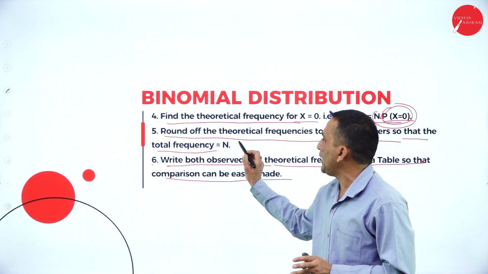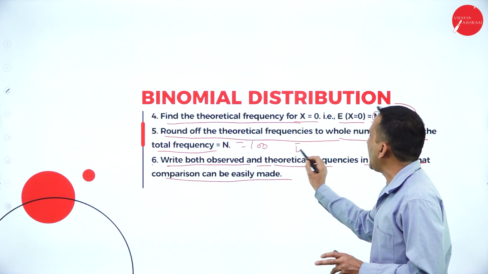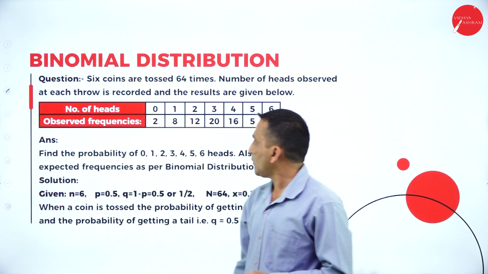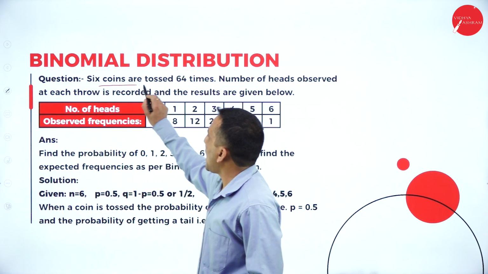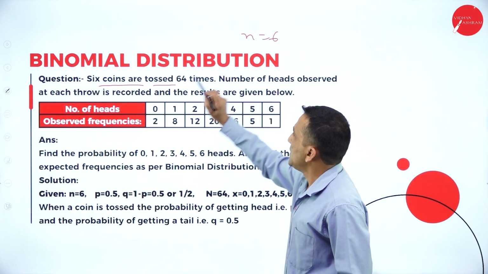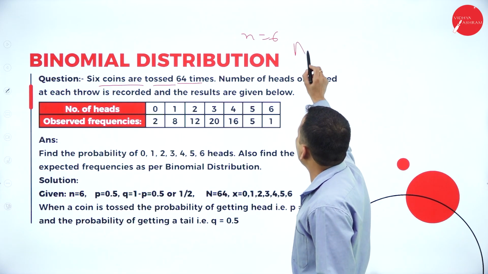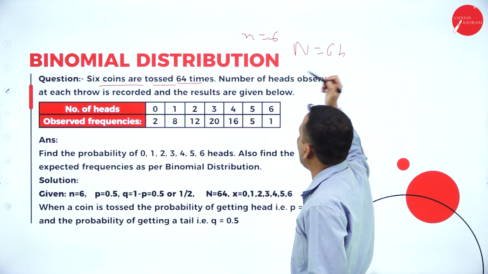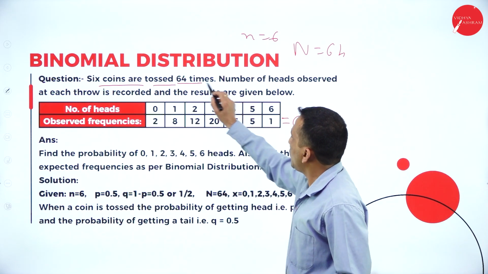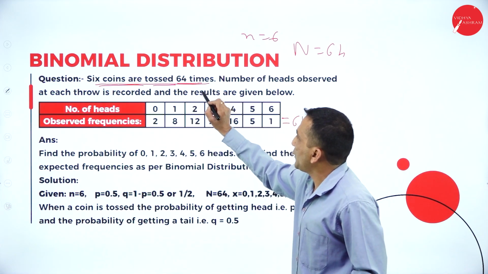Suppose the observed frequency total is 100 and the theoretical frequency total is also 100, then the problem tallies. Moving forward, here the question: 6 coins are tossed. Small n is equal to 6. 6 coins are tossed 64 times, so capital N, the total frequency, is 64. The question is very clear: 6 coins are tossed 64 times.